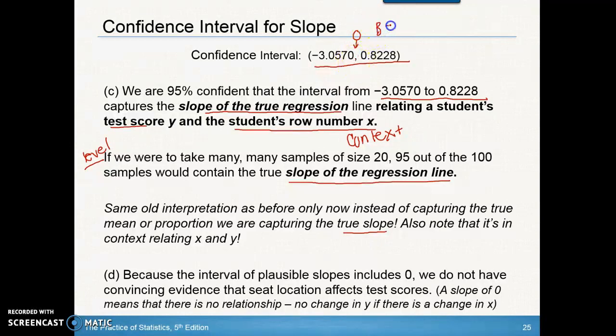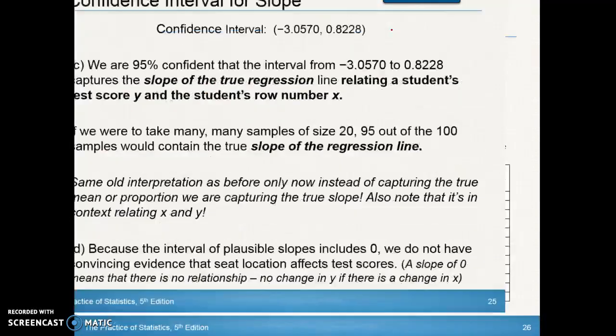So if the slope is 0, that means that we can't use the X values to predict Y. So what we can say here is, since that confidence interval contains 0, we don't have enough evidence to say that seat location actually affects the t-scores. So a slope of 0 means there's no relationship. Well, what does that mean? It means that there's no change in y if there's a change in x. So think about that, a slope of 0. So every time you're changing x, y is basically staying the same. That's what your slope of 0 means.